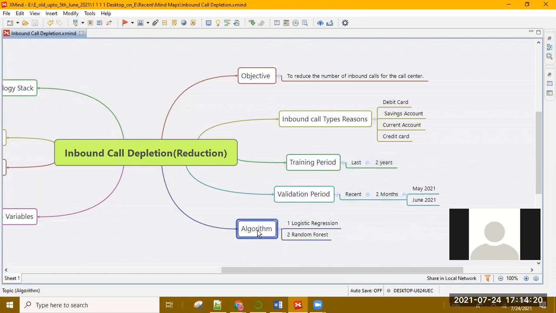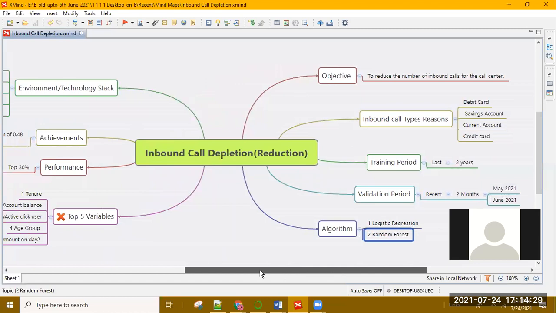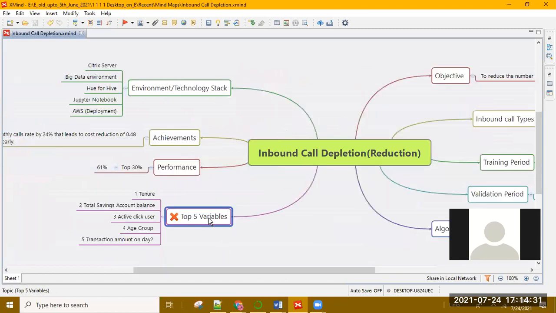Next, what are the algorithms we have used in this project? For this project, logistic regression and random forest are the two algorithms which we have tried. After we did the project, what are the top 5 variables which came in your model?